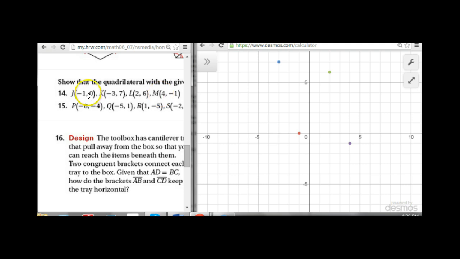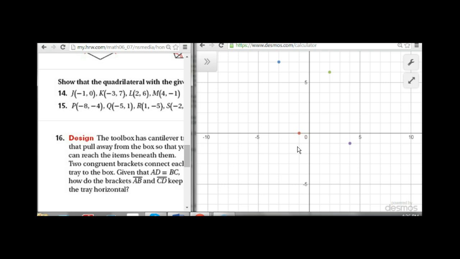So go ahead and take a minute and plot each of these 4 points on your handout. Be sure to label them J, K, L, and M. Pause the video now. And when you're finished, you should have the points that look like this. -1, 0 is J. -3, 7 is K. 2, 6 is L. And 4, -1 is M. Take your pencil and connect these to form the parallelogram.